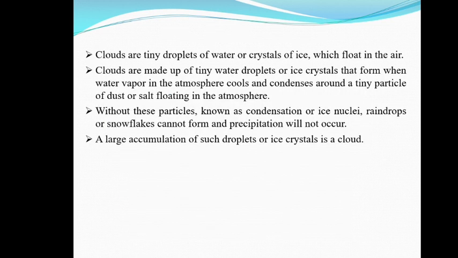So, as mentioned earlier, clouds are tiny droplets of water or crystals of ice which float in the air. Clouds are made up of tiny water droplets or ice crystals that form when water vapor in the atmosphere cools and condenses around a tiny particle of dust or salt floating in the atmosphere. Without these particles, known as condensation or ice nuclei, raindrops or snowflakes cannot form and precipitation will not occur. A large accumulation of such droplets or ice crystals is a cloud.